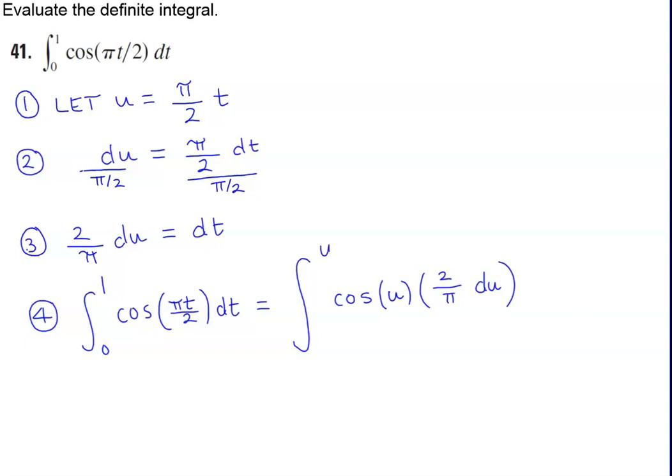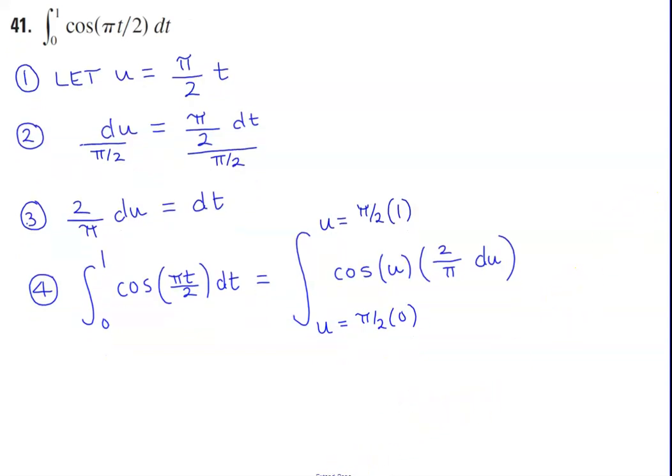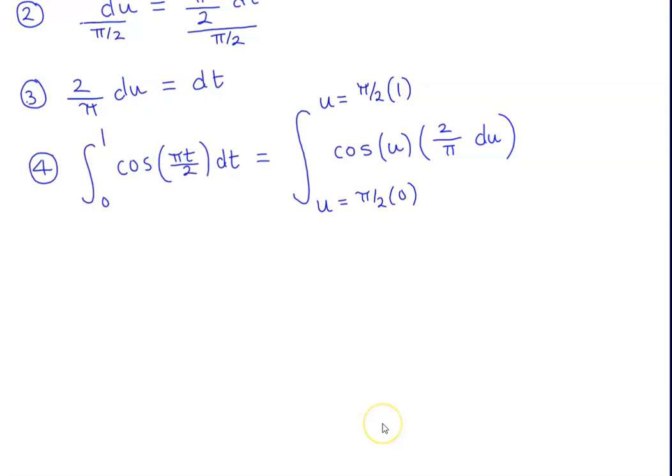Well, we know that u is going to equal pi over 2 times 1. And down here, u is going to equal pi over 2 times 0. So let's go ahead and continue. So now we have an upper limit of pi over 2 and a lower limit of 0. We have the cosine of u, and then we're going to factor out the constant 2 over pi times du.